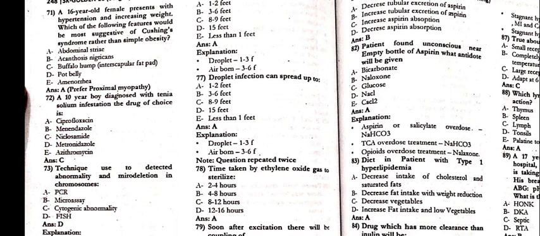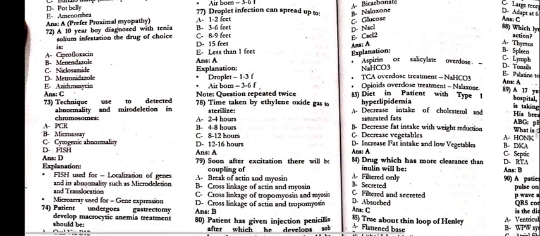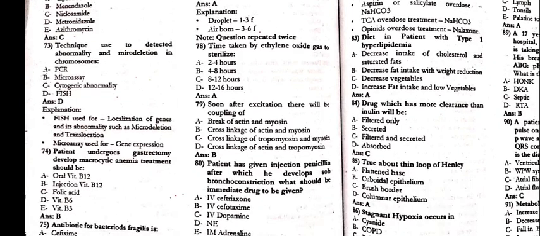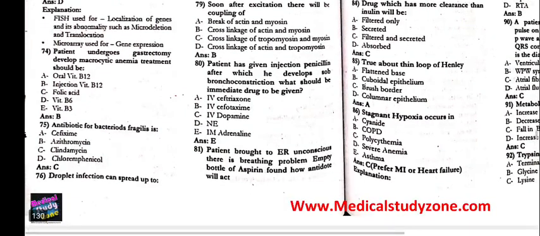72, a 10-year-old boy diagnosed with Taenia solium infestation, the drug of choice would be niclosamide. 73, the technique used to detect abnormality in the microdeletion of the chromosome is FISH. 74, the patient undergoes gastrectomy, develops macrocytic anemia, the treatment should be injection of vitamin B12. 75, antibiotic for Bacteroides fragilis would be clindamycin.